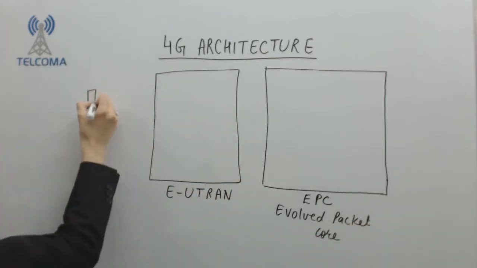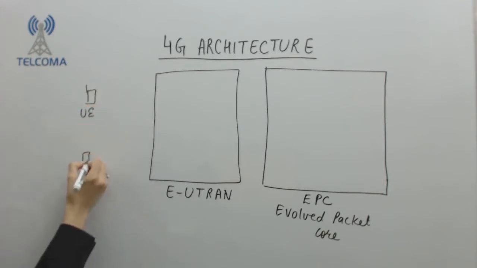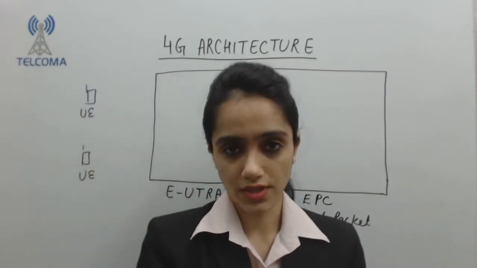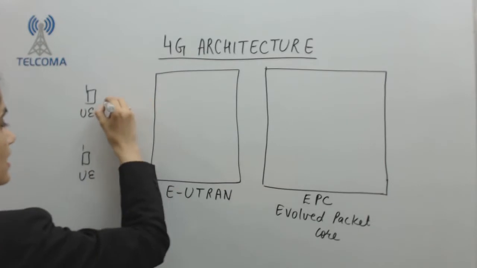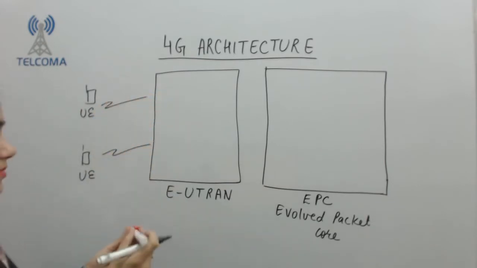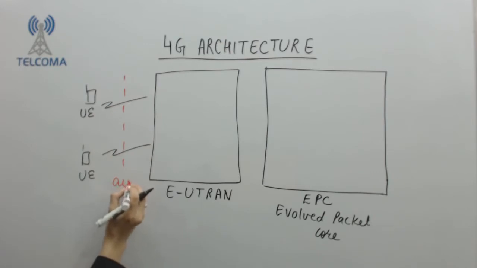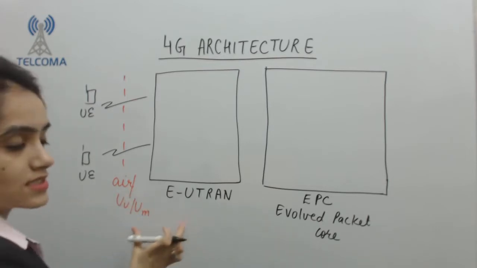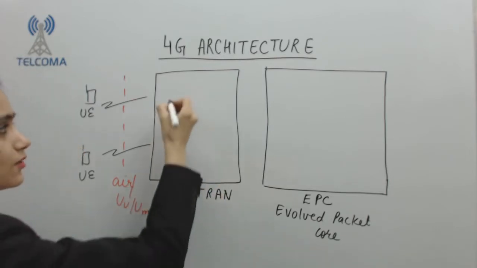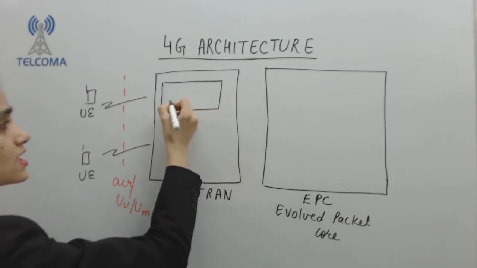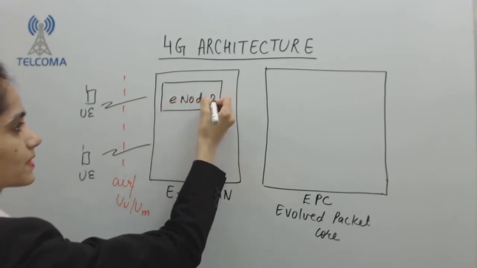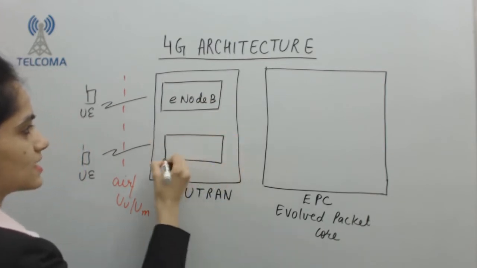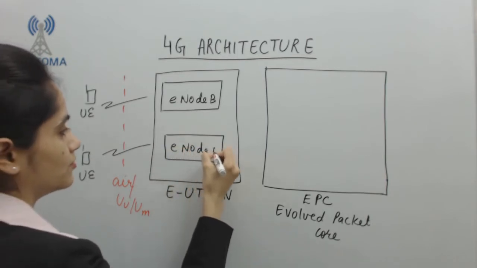As we have a user equipment over at this end, this user equipment is any device which can attach to the network. Now this user equipment can attach to the E-UTRAN part through the air interface, which is also known as Uu or Um interface. With the help of this interface, it is connected to the E-UTRAN part. Now here in the E-UTRAN part, we have entities and we name them as eNode B, where eNode B is evolved Node B. So for example, in the E-UTRAN part, we have two eNode Bs.